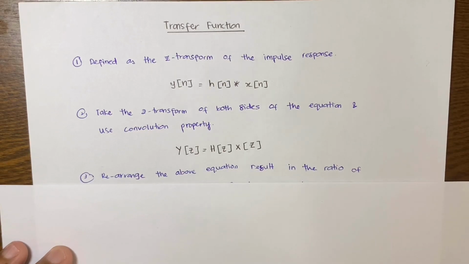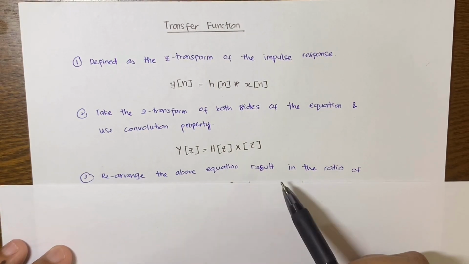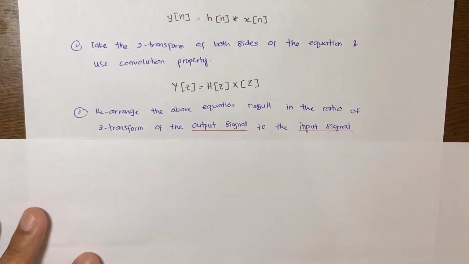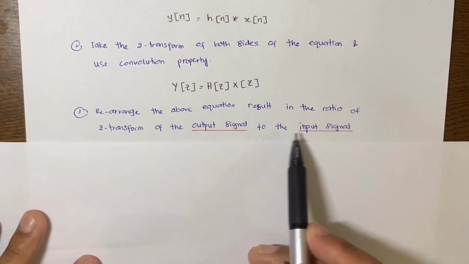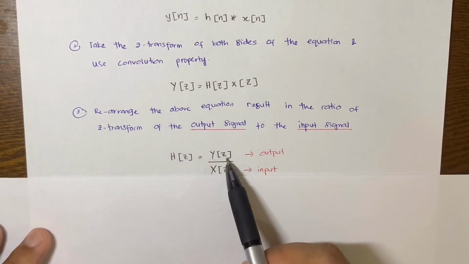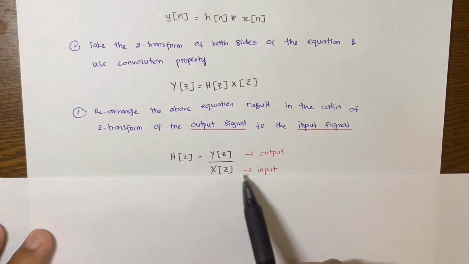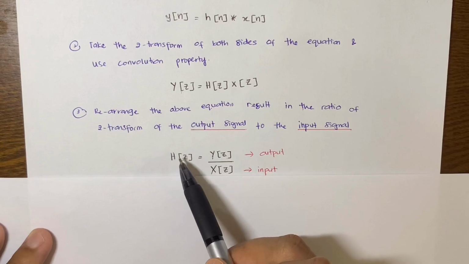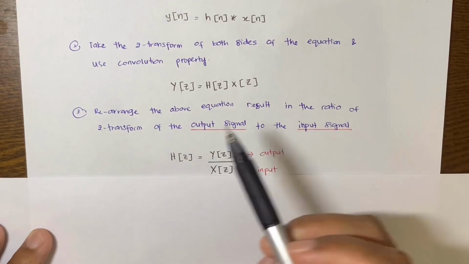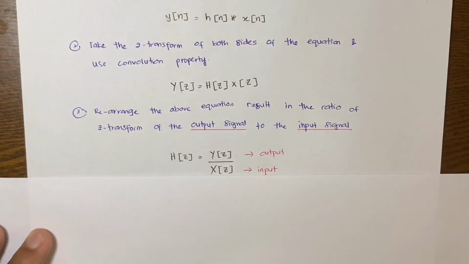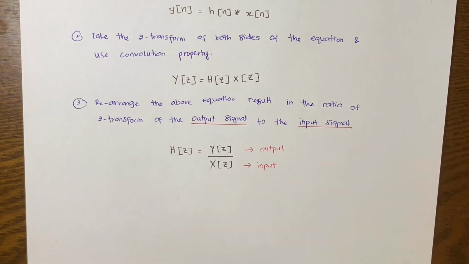You need to rearrange the above equation to result in the ratio of the Z transform of the output signal to the input signal. What is the output signal? The output is Y(z), and X(z) is the input. So H(z) is the transfer function. The transfer function is equal to output over input. We go straight forward to the examples of the transfer function.